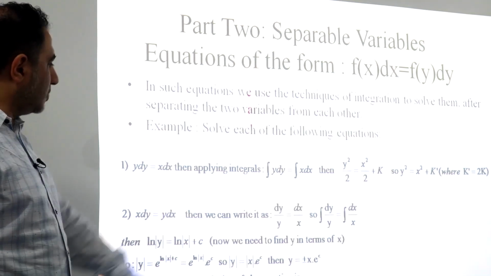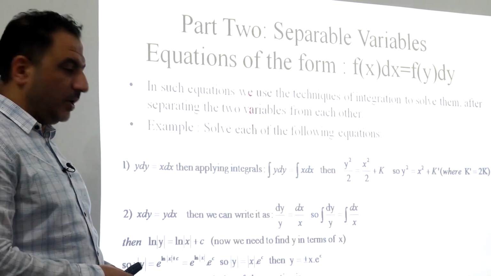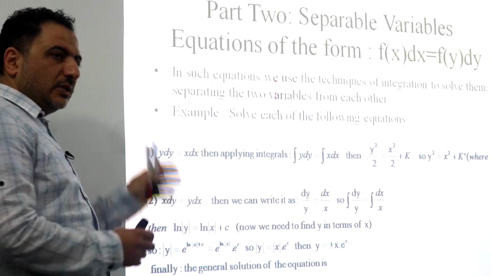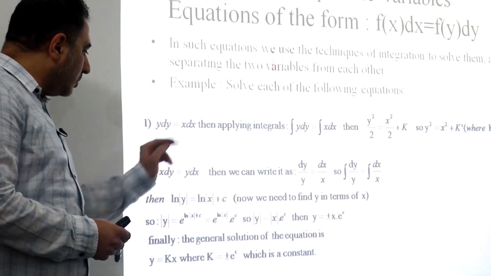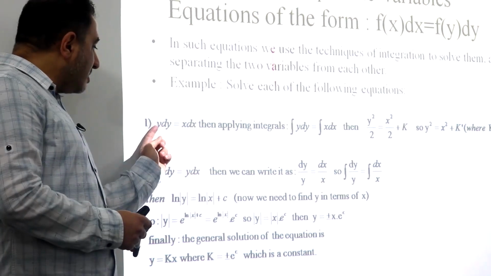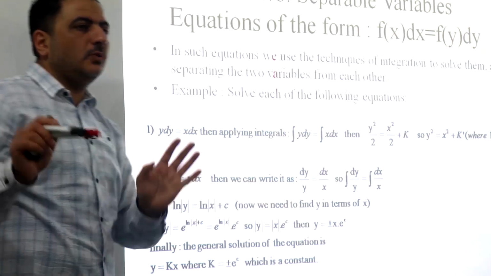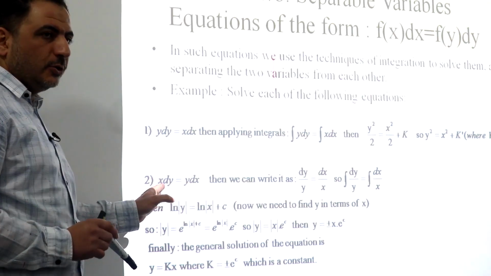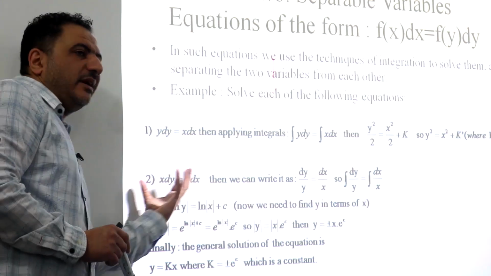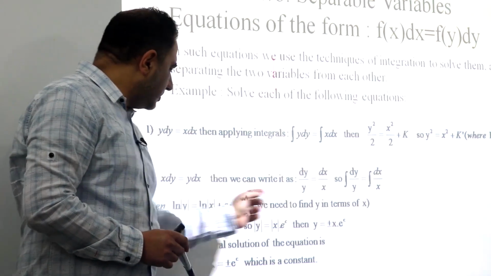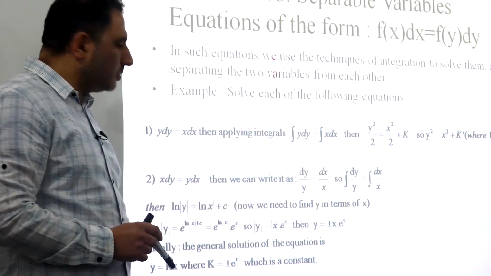If you have x dy equals y dx, how can you solve such an equation? Now, x dy equals y dx. The difference between this equation and the previous equation, let us observe it. Here is y dy. Here is x dy. Here the variables are separated, so x and dx are written alone, y and dy are written alone. While in this equation, no. How can we separate x alone and y alone? You use the techniques of calculation. You are able to write dy over y equals dx over x.